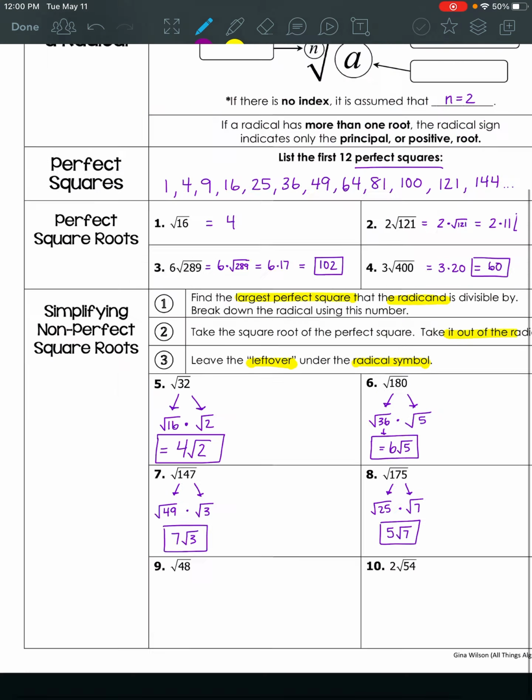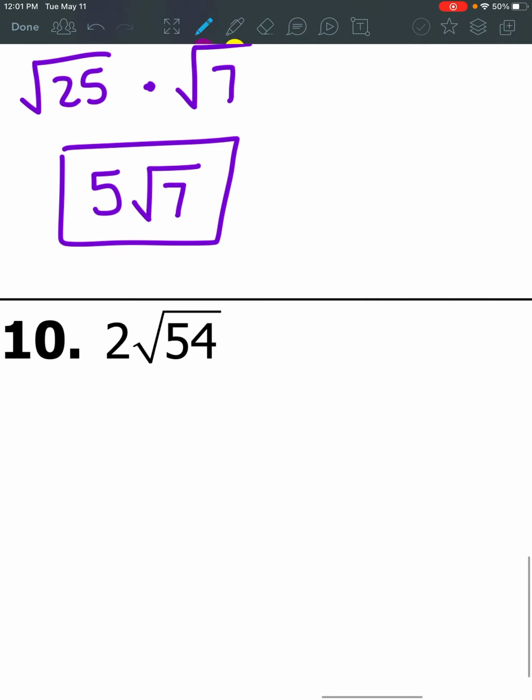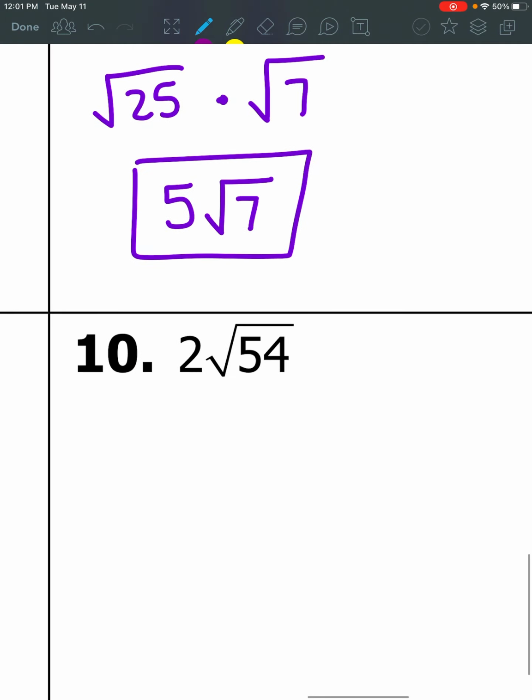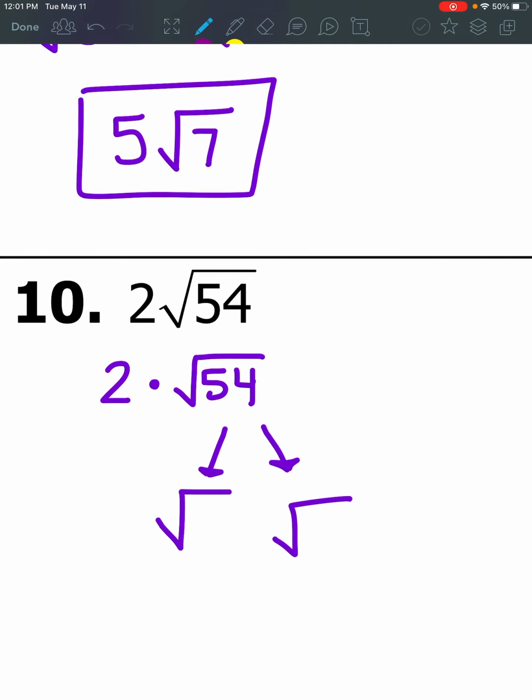All right, I'm going to pause there, and actually, I'm going to jump down before we pause, because we haven't done one where there's a number out front. So remember, this means 2 times square root of 54. So we're going to break down the square root of 54. We've got 9 and 6. The only factors are 2 and 3, and 2 and 3 are not perfect squares. So 9 and 6 are broken down.